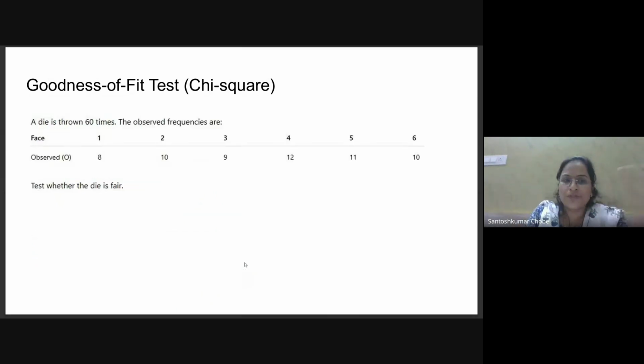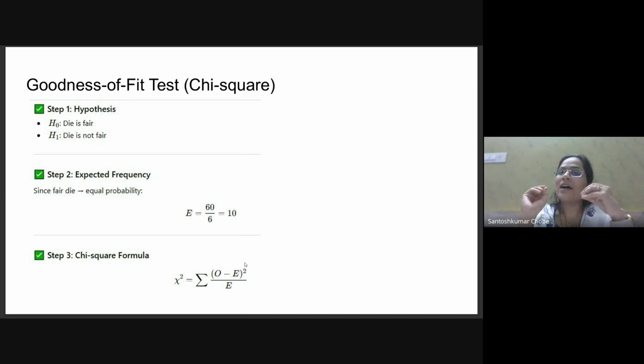That's my observed frequency, which is given in the numerical. This is clear. And what is my expected frequency? As I say, the die is a fair die. So it means that I am expecting that every face should come with equal probability. Correct? So every face should come 10 times. That's my expected frequency. Now I will be putting these values in the formula.